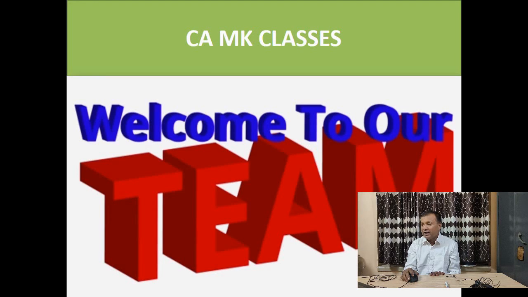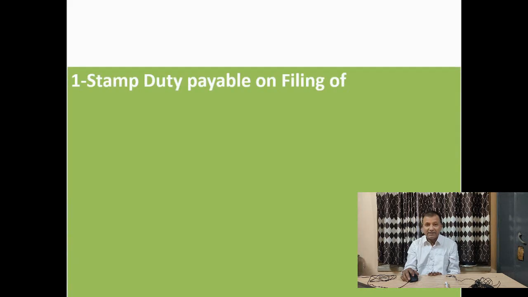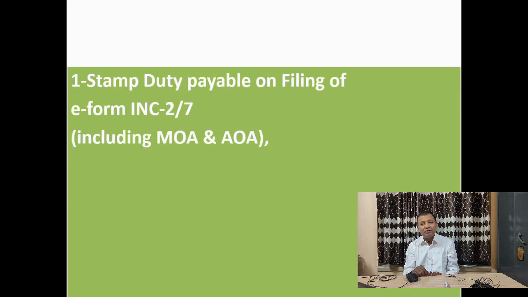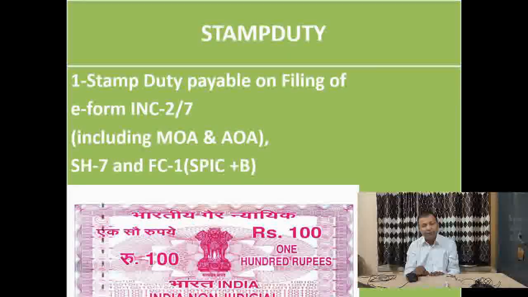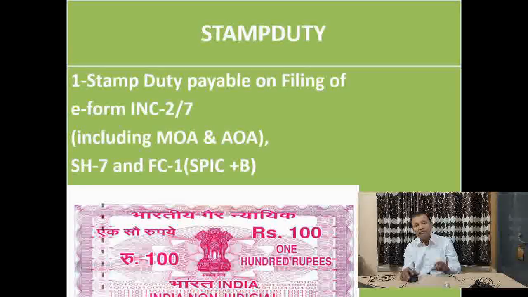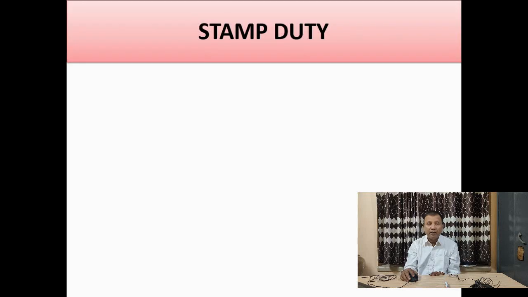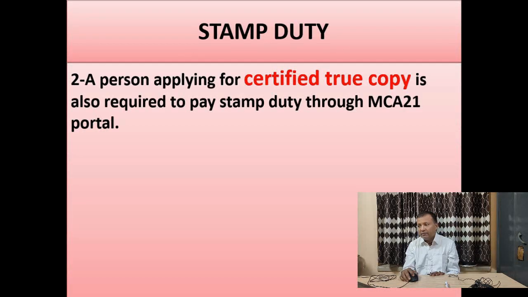Friends, again I am telling you that stamp duty in the MCA portal is payable in two cases. One is stamp duty payable on filing the form, that is MOA, AOA, SS7, FC1, generally relating to incorporation of a company. The other is when a person needs a certified true copy of the document.